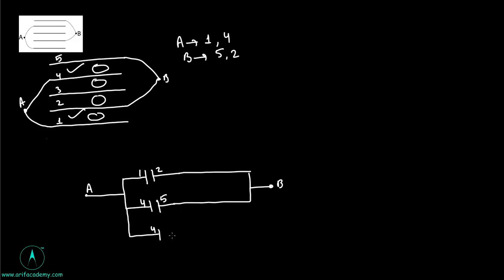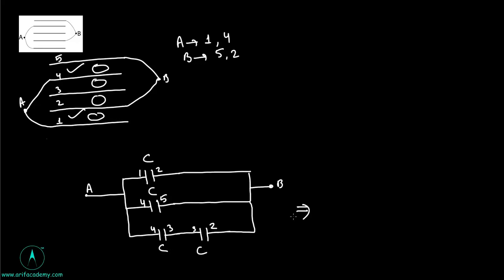Plate 4 makes a capacitor with plate number 3, and 3 is not connected to anyone, but it forms a capacitor with plate number 4, and 3 makes a capacitor with plate 2, and 2 is connected to B. So I can write it like this: C, C, C, C.